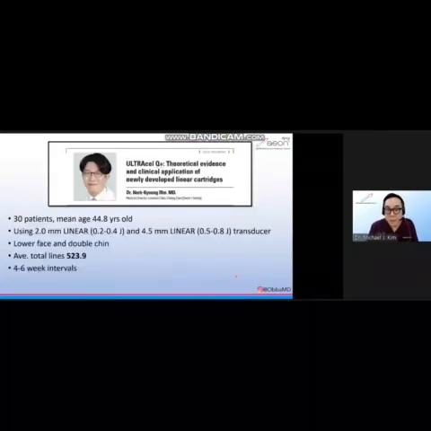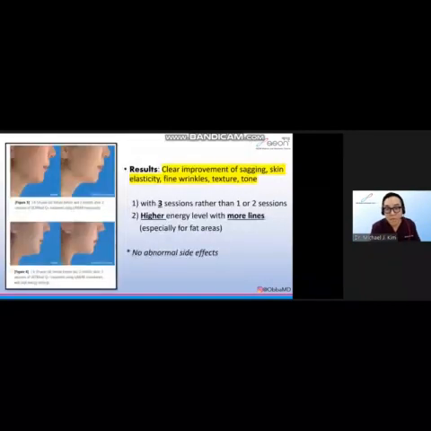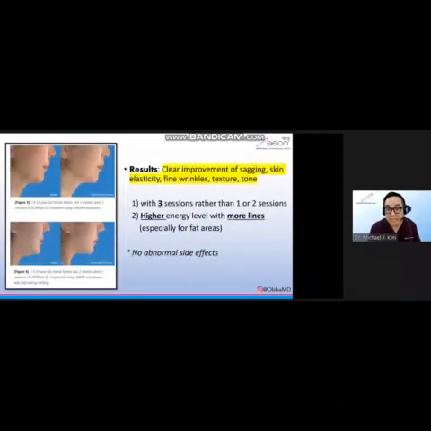In this white paper done by Dr. Nonak Young, 30 patients were studied using the 2mm and the 4.5mm linear transducers for the lower face and double chin areas. An average of 523 lines were shot, and sessions were at 4 to 6 week intervals. And the results showed a clear improvement in sagging skin, elasticity, fine wrinkles, texture, and tone. It was found that 3 sessions compared to 1 or 2 sessions were favorable, and higher energy with more lines, especially for fat areas, showed better results.